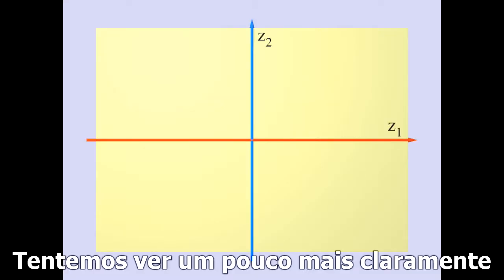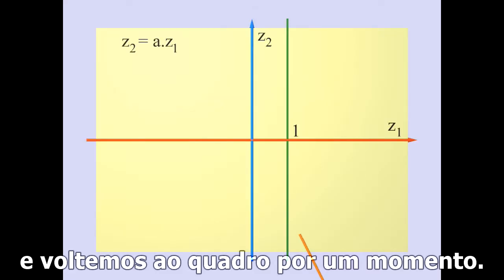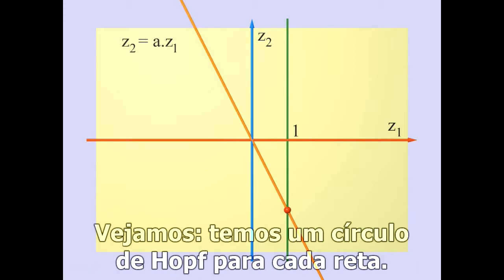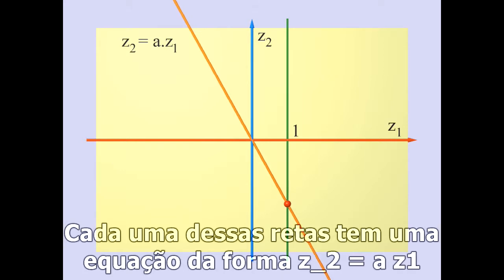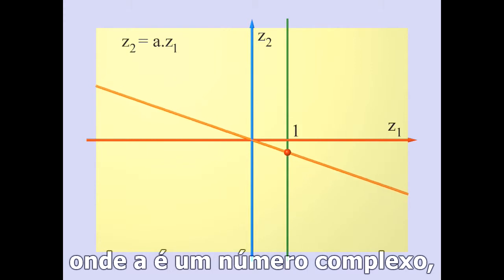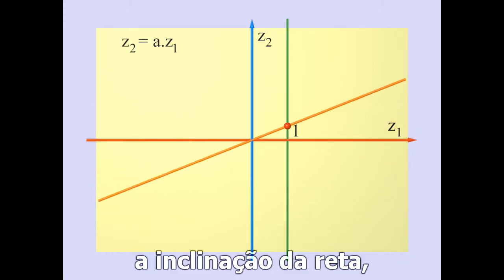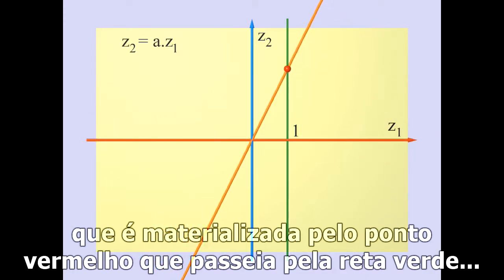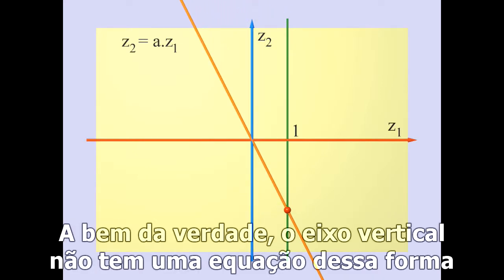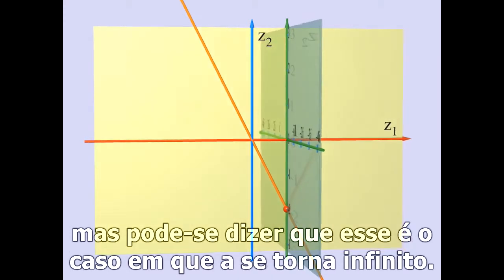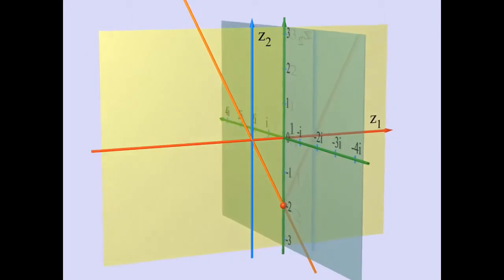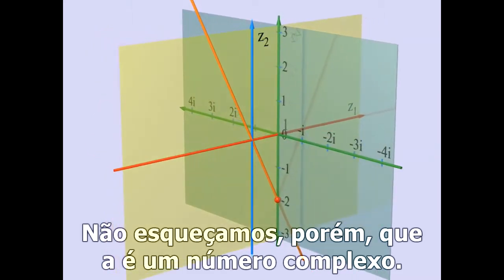Let's try to understand this better by returning to the board for a moment. Look, we have a Hopf circle for each line. Each one of these lines has an equation of the form z2 equal to a times z1, where a is a complex number, the slope of the line, and is indicated by the red point moving on the green line. Actually, the vertical axis does not have such an equation, but in this case, we may say that a is infinite. Don't forget that a is a complex number.